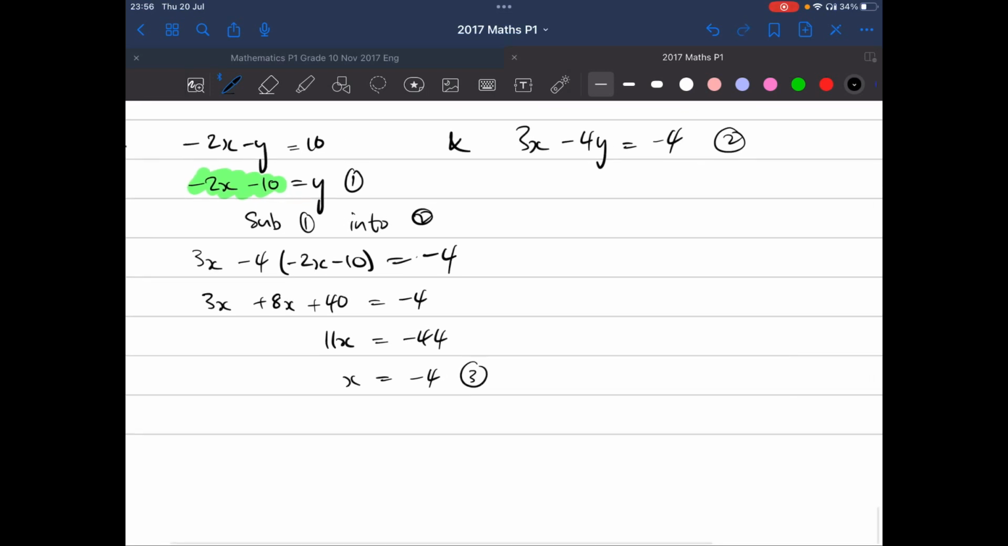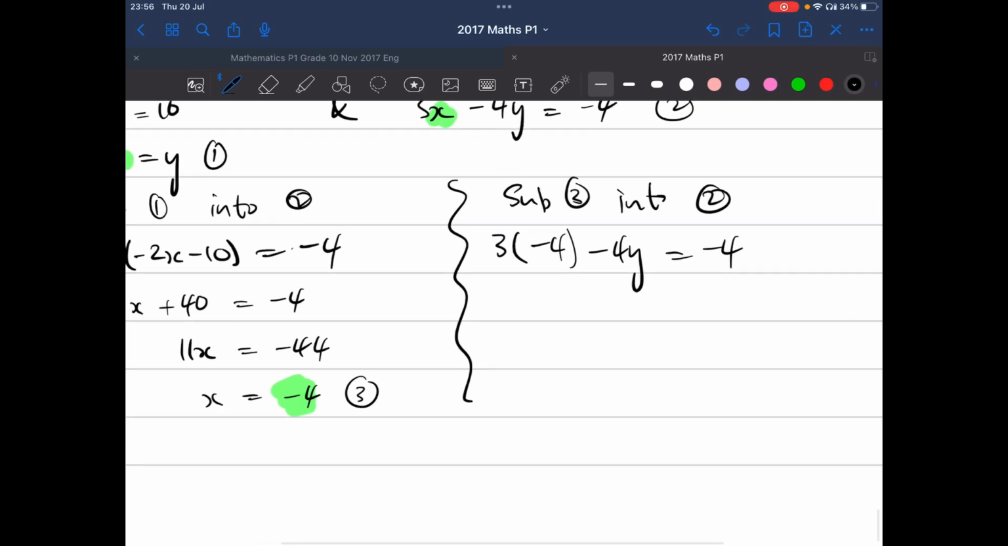Then I'll come here, I'll just split this in half, and say sub equation number 3 into equation number 2. So 3, and now again in place of x, I'm going to substitute in minus 4. So 3 times minus 4 minus 4y equals minus 4.